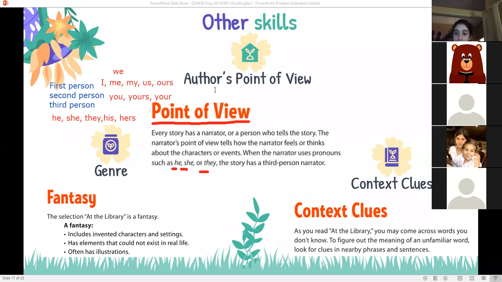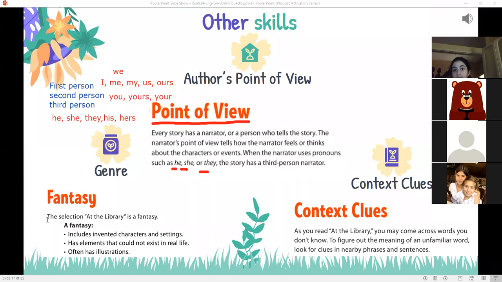So the teacher may ask, what is the author's point of view? Then you can say it's a first person, second person, or third person.